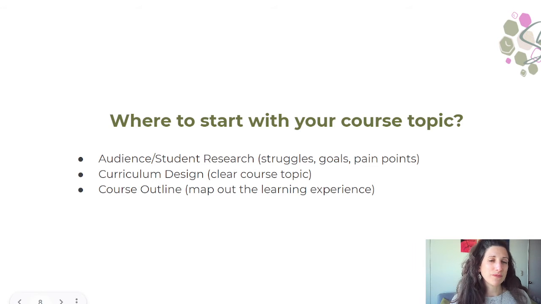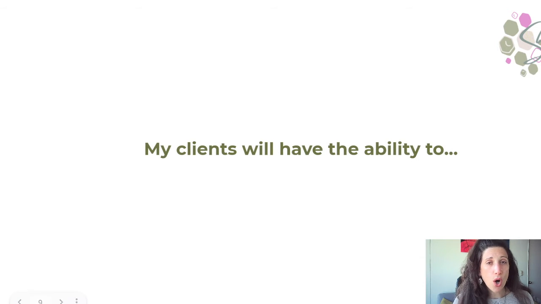I want to show you very quickly a breakdown of a course curriculum. So, an outline. Now, first start with this statement: My clients or students will have the ability to. And when we start to ask ourselves this question, it's forcing us to create an action-based goal. So rather than saying my course topic is going to be about LinkedIn training, if I say my clients will have the ability to LinkedIn training, it doesn't really make sense.